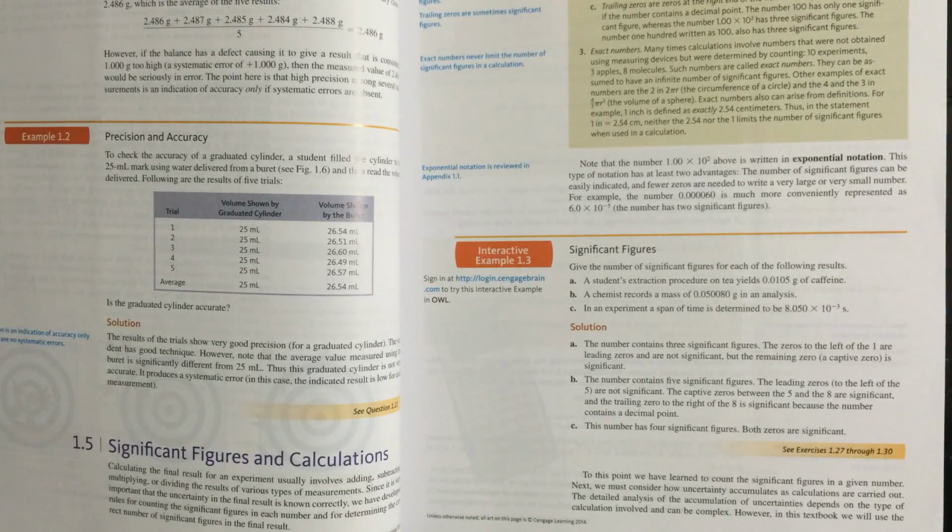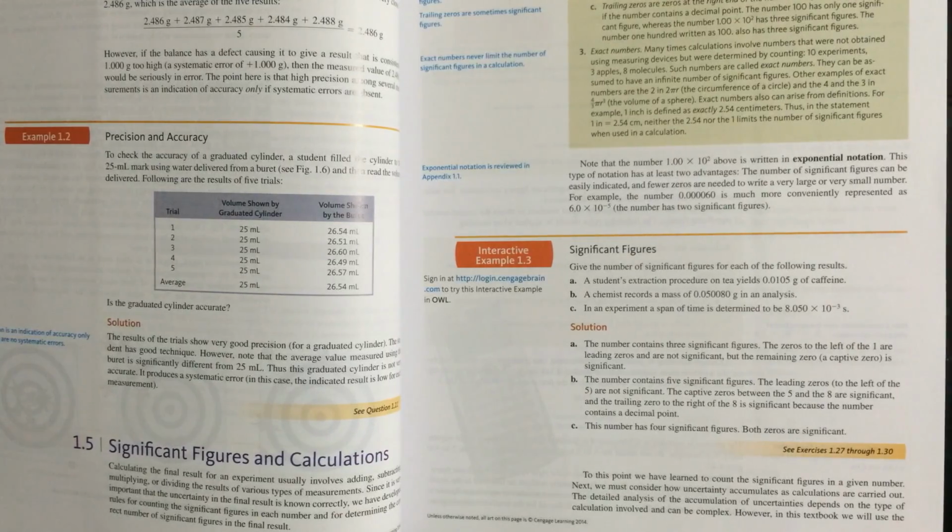This type of notation has at least two advantages. The number of significant figures can be easily indicated, and fewer zeros are needed to write a very large or very small number. For example, the number 0.000006 is much more conveniently represented as 6 times 10 to the negative 5.